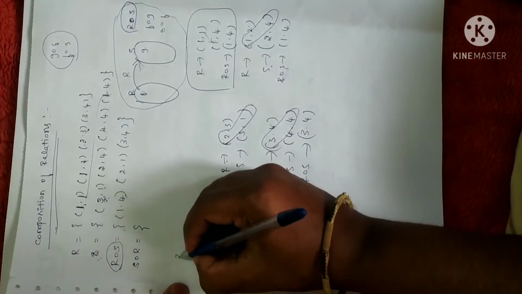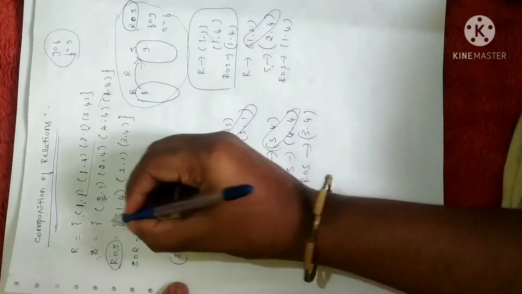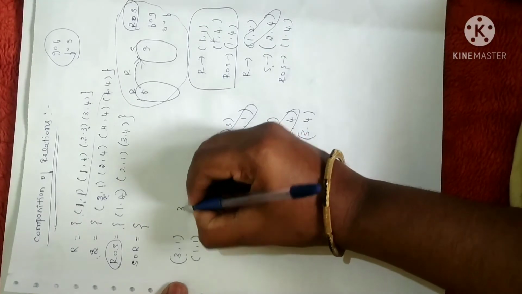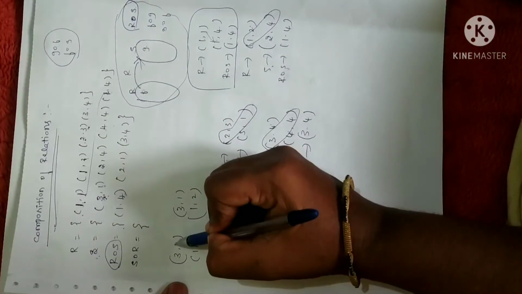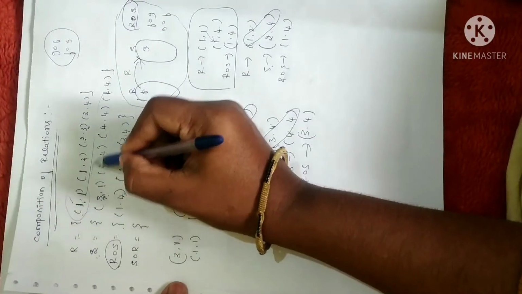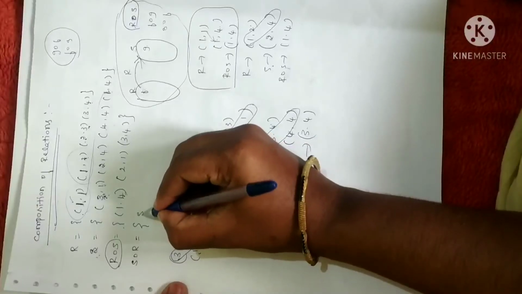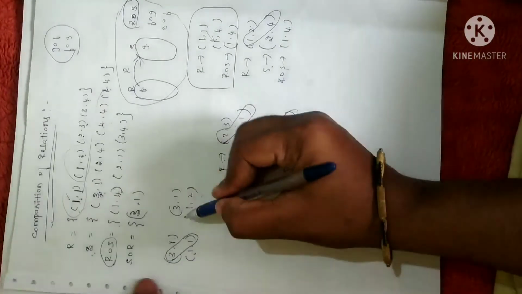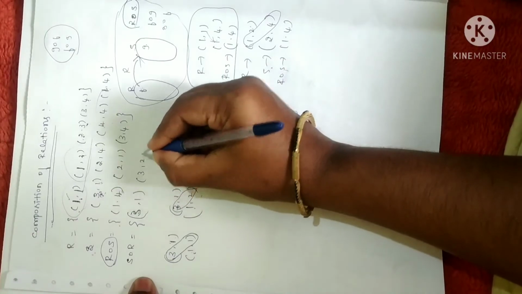See here in S, first you have 3, 1. Now check for the relation R in which it starts with 1. There are two possibilities: either it is 1, 1 or it is 1, 2. I have taken 3, 1, and the continuation element in R is either 1, 1 or 1, 2. So if it is 1, 1, then 3, 1 will be there in S o R composition, as I already told in R o S composition. Now, if this is the case, 3, 2 should also be there in S o R.